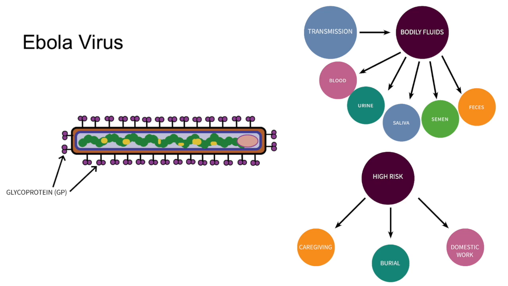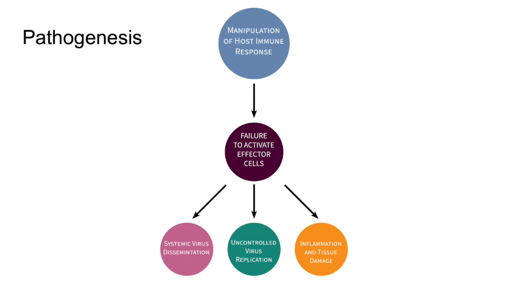If this protein is mutating and changing between species, one vaccine may not be able to protect against all EBOV species. The pathogenesis of EBOV is marked by the simultaneous suppression and overactivation of the host immune response, resulting in the failure to activate essential effector cell functions, leading to uncontrolled virus replication, systemic virus dissemination, and inflammation and tissue damage. The details of these processes will be discussed later on.